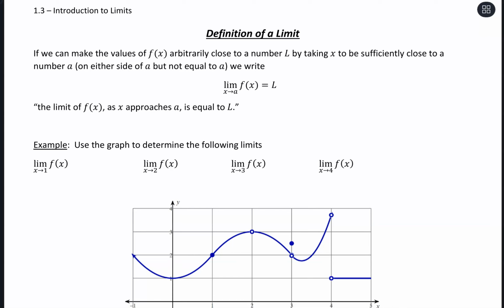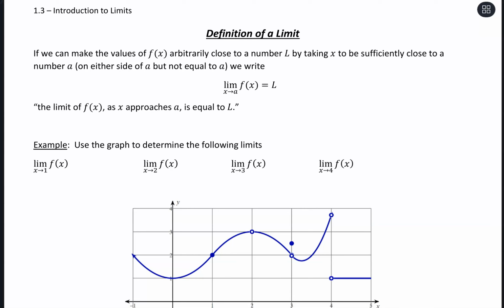Something that came up in our last videos was this idea of getting closer and closer to a point, but not equaling it. And that is the idea of a limit. So in this section, we're going to talk about this limit notation, the idea of limits, and also how to evaluate limits.